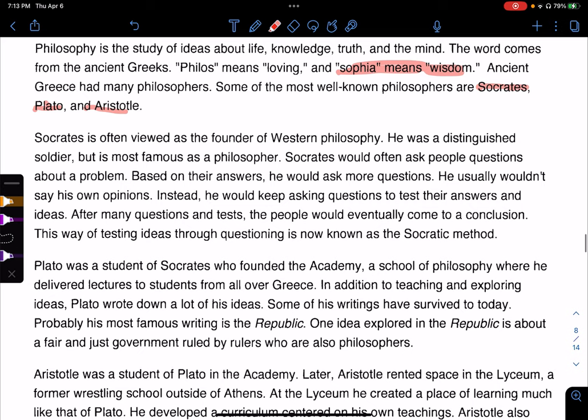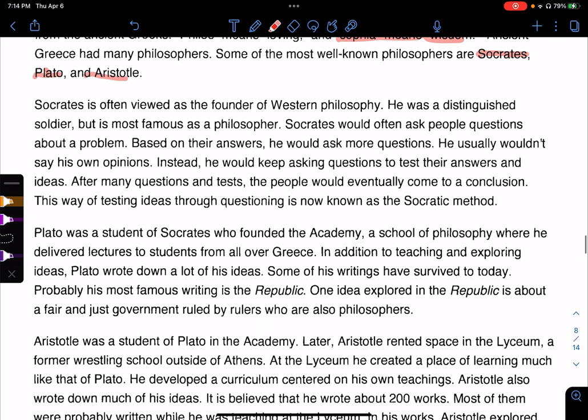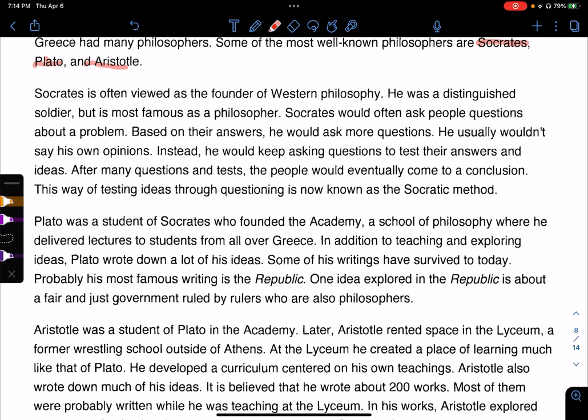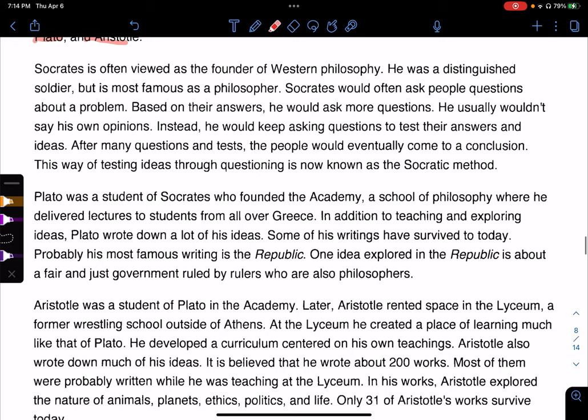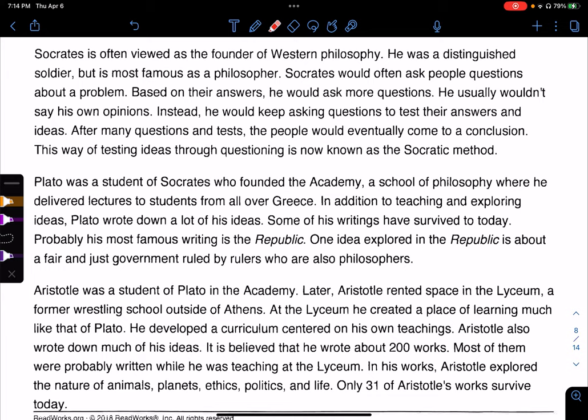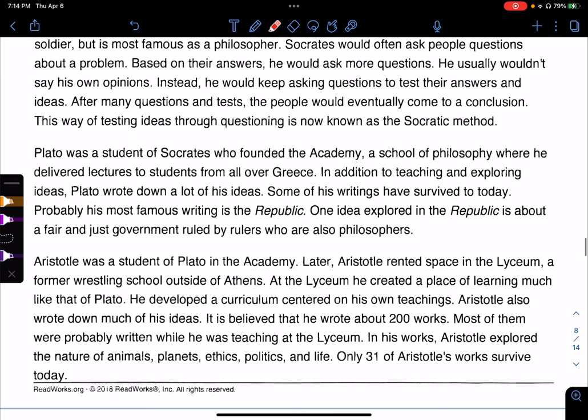He was a distinguished soldier, but is most famous as a philosopher. Socrates would often ask people questions about a problem. Based on their answer, he would ask more questions. He usually wouldn't say his own opinion. Instead, he would keep asking questions to test their answers and ideas. After many questions and tests, the people would eventually come to a conclusion. The way of testing ideas through questions is known as the Socratic method.